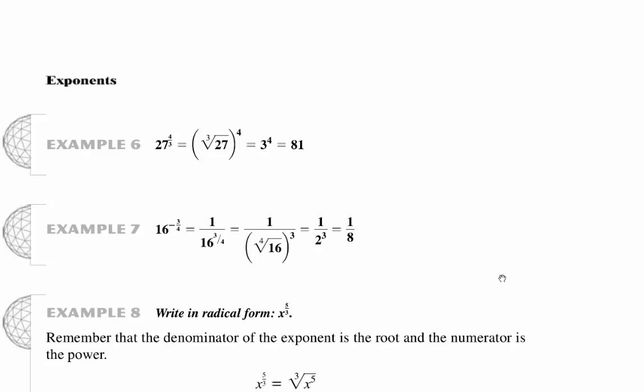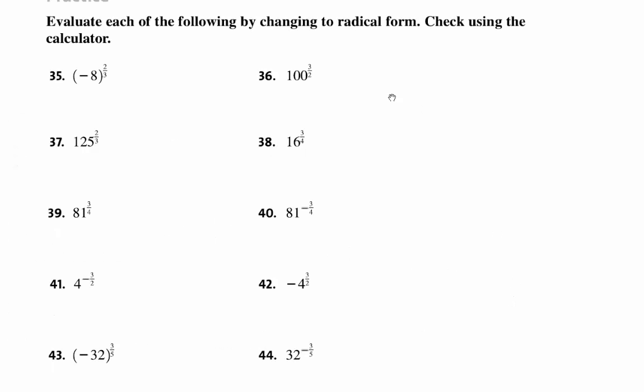All right, so let's try a few problems. We're not going to handle all of these problems, right? We have problems 35 to 58, but we'll do a few of these to make sure you're comfortable. So number 36, we have 100 raised to the 3/2. Let's rewrite that using radicals.